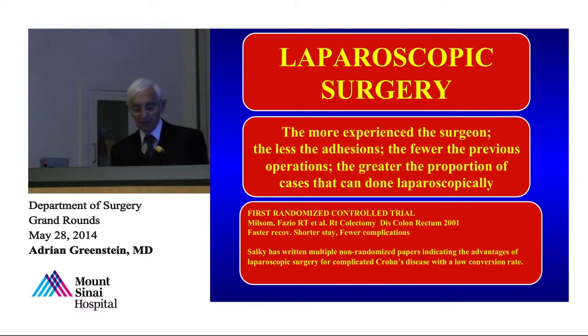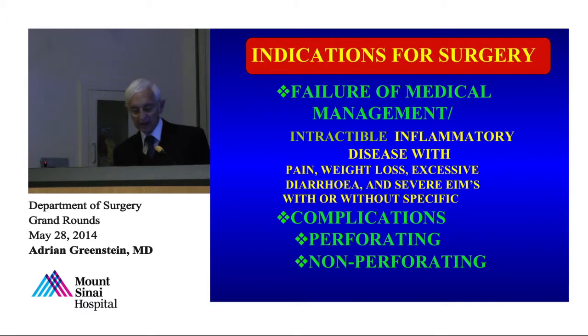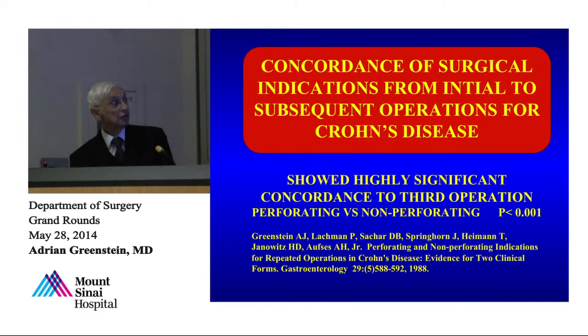3 types of disease: non-perforating, perforating, and inflammatory. We look particularly at the former 2. Indications for surgery are failure of medical management, intractable inflammatory disease, pain, weight loss, and there were complications. The complications were perforating and non-perforating. Now, we looked at the perforating and non-perforating disease and showed a highly significant concordance to the 3rd operation of perforating versus non-perforating disease with a high degree of significance.